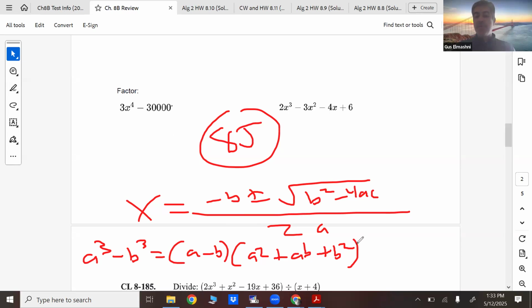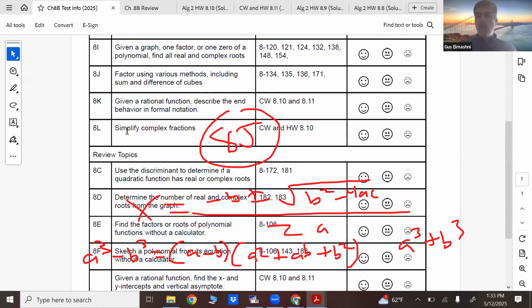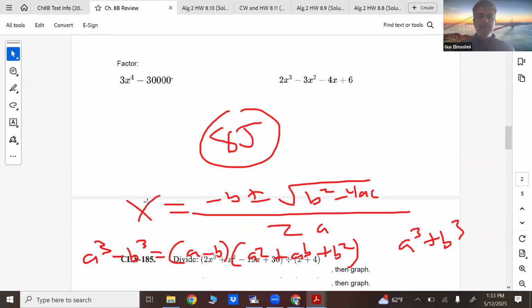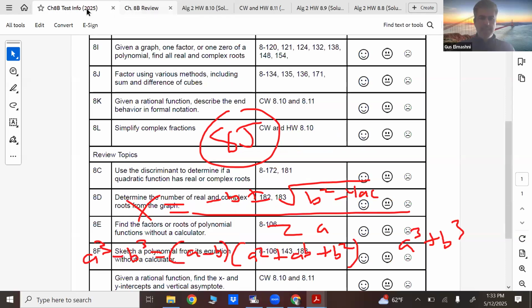So I'll give you those formulas. Don't worry. Also the a cube plus b cube one, I'll give that to you as well. Okay, so that's 8J. Some of the more recent stuff: given a rational function, describe the end behavior, and so on. That's going to be near the end of this packet. So that's 8K.